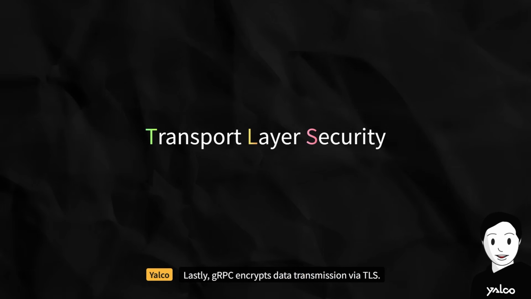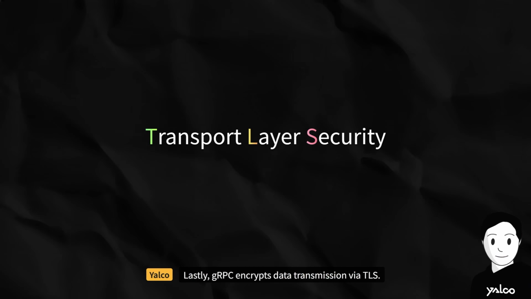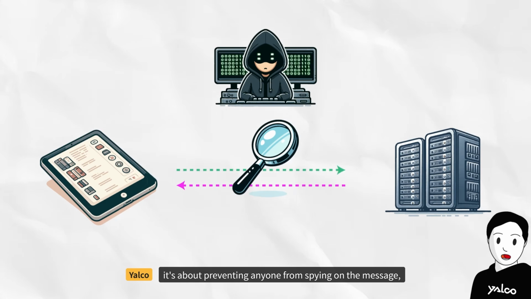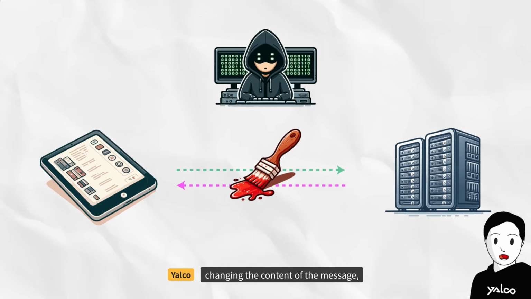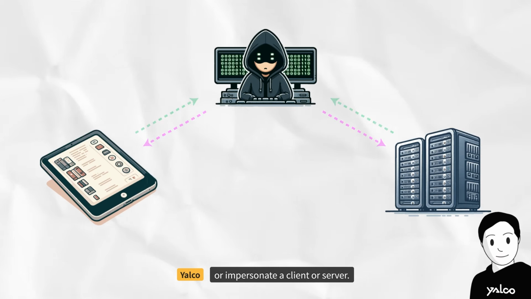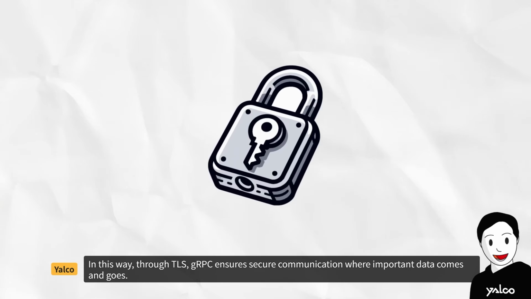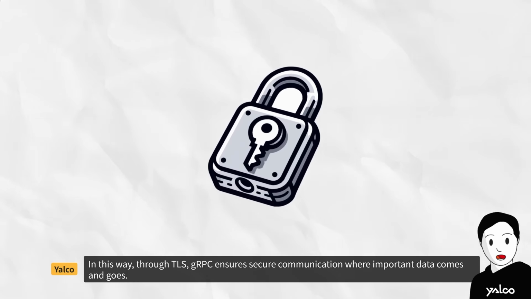Lastly, gRPC encrypts data transmission via TLS. To explain this concept simply and briefly, it's about preventing anyone from spying on the message, changing the content of the message, or impersonating a client or server. In this way, through TLS, gRPC ensures secure communication where important data comes and goes.